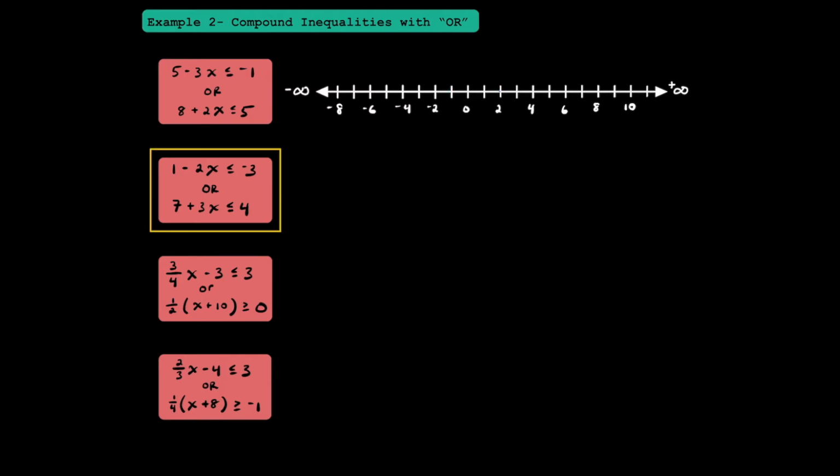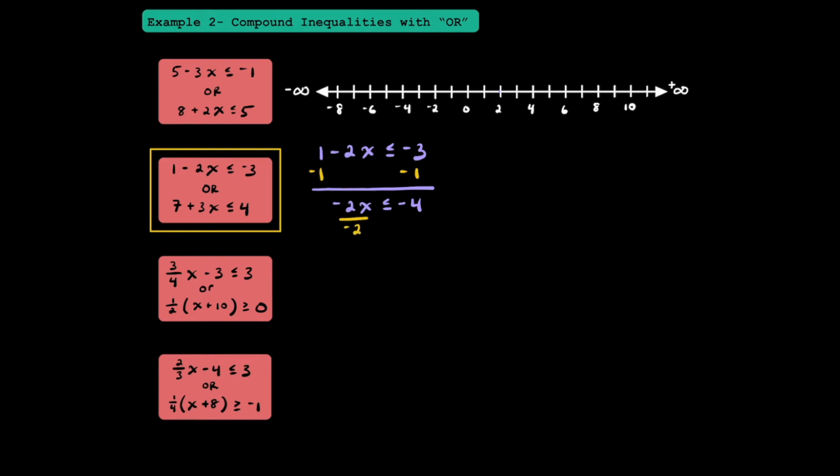Let's try another. Here we have 1 minus 2x is less than or equal to negative 3. I'm going to subtract 1 from the left side and subtract 1 from the right side. In doing so, 1 minus 1 is going to be 0, and we're left with negative 2x is less than or equal to negative 4.